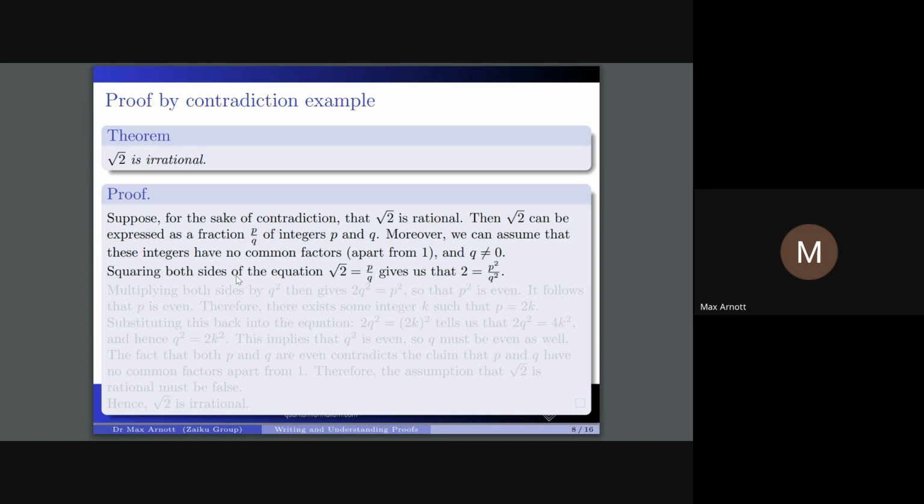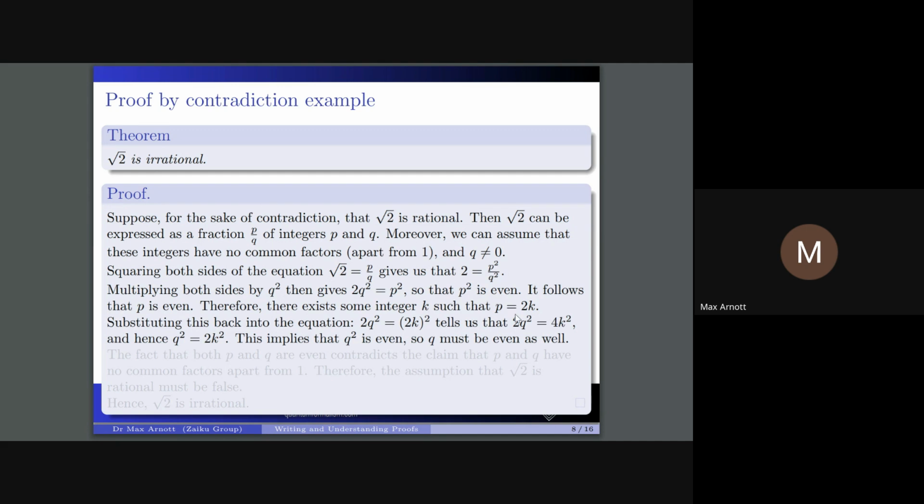We're going to square both sides of the equation. Square root of 2 is equal to p over q. And we get that 2 equals p squared over q squared. Just multiplying both sides by q squared, 2q squared is equal to p squared. It's just this equation rearranged. And that means that p squared is even. Well, only even numbers square to make other even numbers, so p must be an even number. And we can therefore write it as p equals 2k for some integer k.